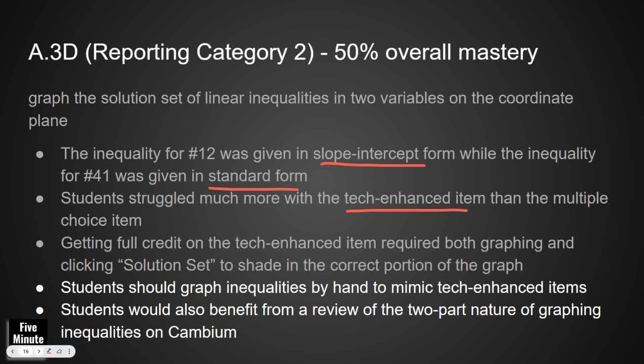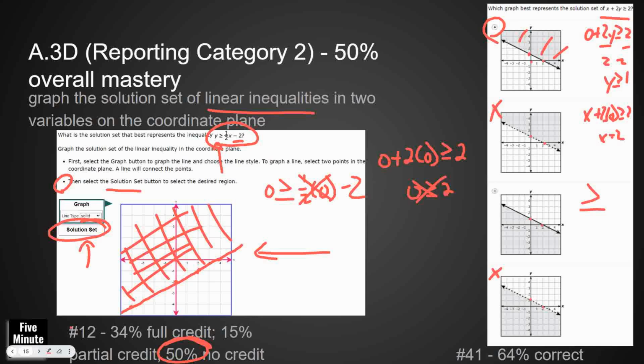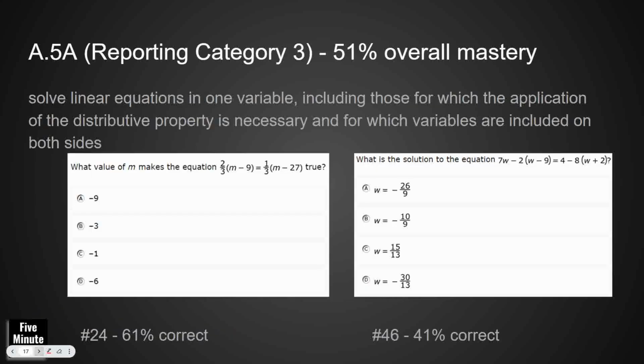So we need to graph inequalities by hand to mimic the tech-enhanced items. That's the second best. Obviously, if we get on Cambium and practice itself, that would be great. But if you can graph it by hand, then that's going to mimic them making the choices as to how to find the points, what type of line, and which part above or below you're going to shade in. And then even if you don't necessarily have a practice set, if you can get on and pull up the test and just walk them through the nature of graphing inequalities on Cambium, really highlighting the fact that you need to push the solution set button, that will make sure we're not leaving points on the table.